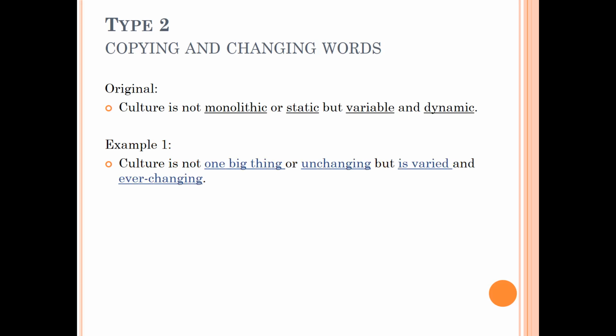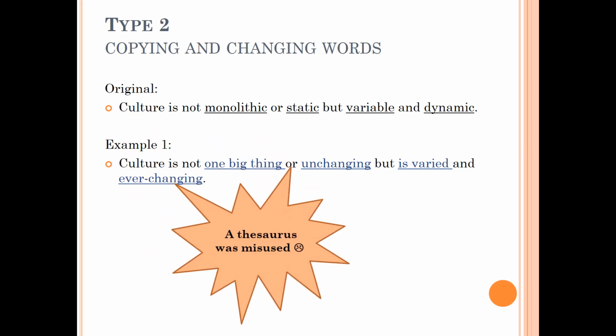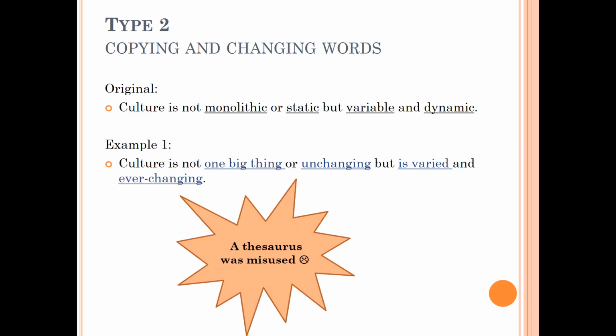So here's an example. Culture is not one big thing or unchanging, but is varied and ever changing. Okay, this is a paraphrased version of that original sentence. Is it plagiarism? Yes. Why? Well, in this case, a thesaurus was badly misused. Okay, monolithic can also mean one big giant thing. Static means unchanging. Variable means that it's varied. And dynamic is ever changing. So this person, if this was on an actual paper, just basically used a thesaurus and changed out the words. Technically, that's plagiarism.